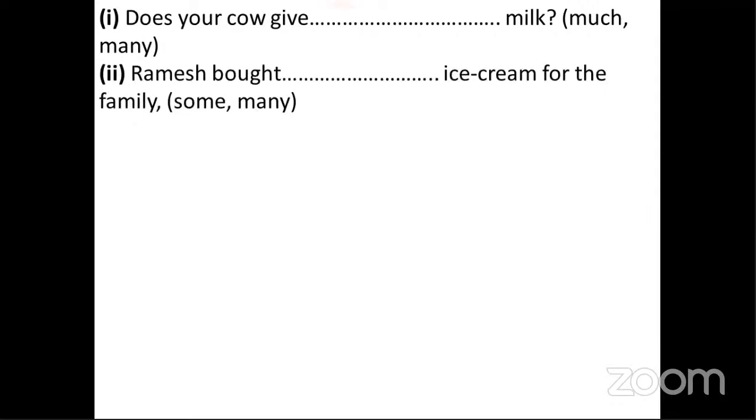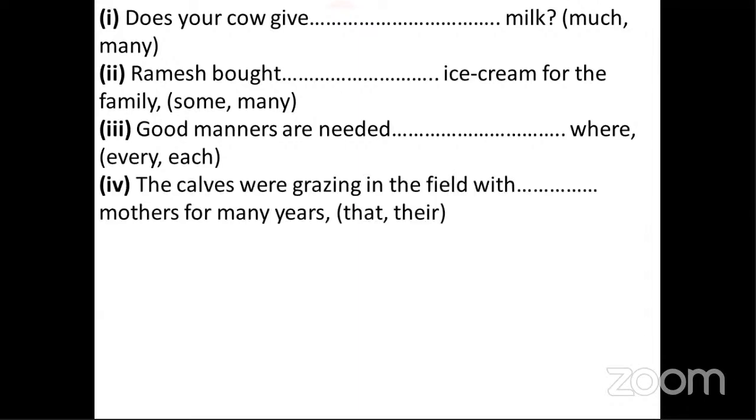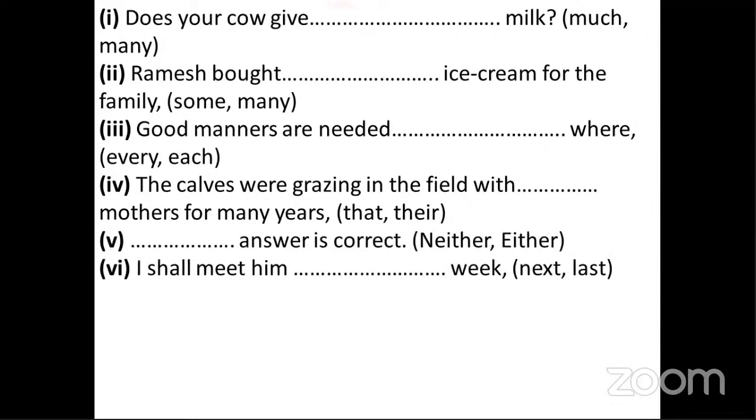Ramesh bought dash ice cream for the family. Ramesh bought many ice cream for the family? No. Ramesh bought some ice cream for the family. Good manners are needed dash where? Each where? No. Everywhere. The calves were grazing in the field with dash mothers for many years. With that mothers? No, with their mothers.